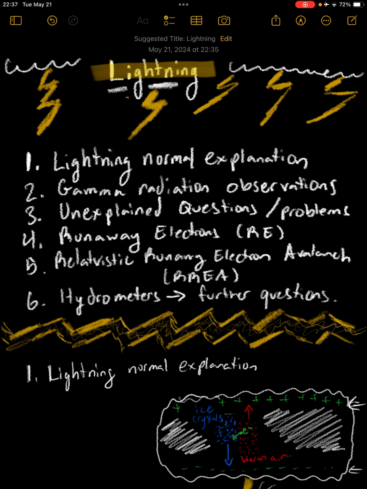So I'm first going to be talking about what you would normally see on how lightning is explained when you look up online, gamma radiation that has also been observed from lightning ignition from NASA, and some problems and questions that arise from this, what this means and how this is not the full picture of how lightning actually occurs. From this, I'm going to try to rectify that by going a little bit further into runaway electrons, and then the relativistic runaway electron avalanche, RREA, as a way to explain how lightning can occur from its start to its end, and also some hydrometeors.